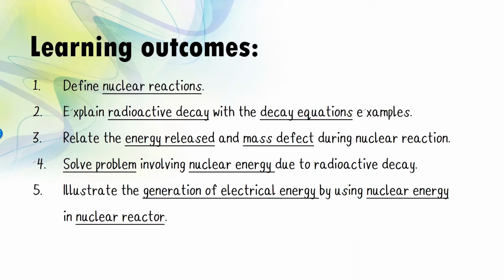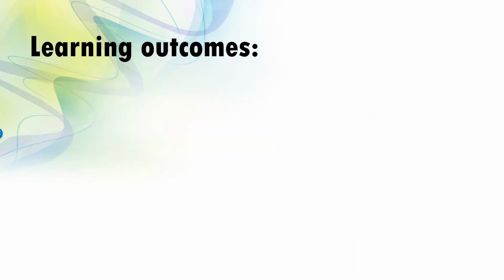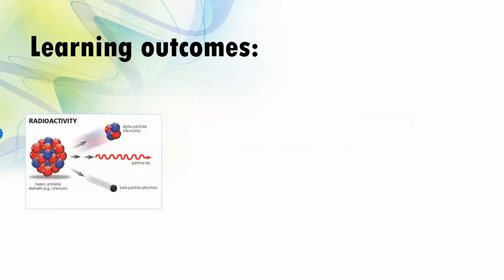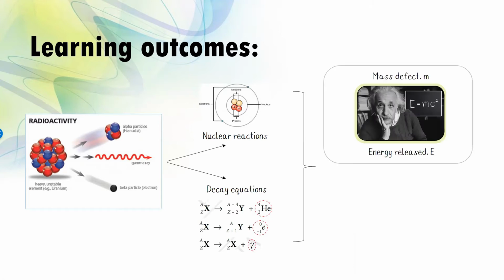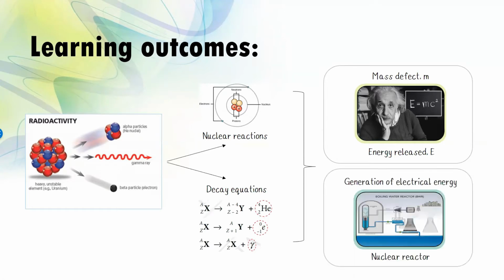Since these are too wordy, let's simplify them. We start with radioactivity, then we go to the nuclear reactions, followed by decay equations. Later on, we will learn about the mass defect and energy release before going to the nuclear reactor.